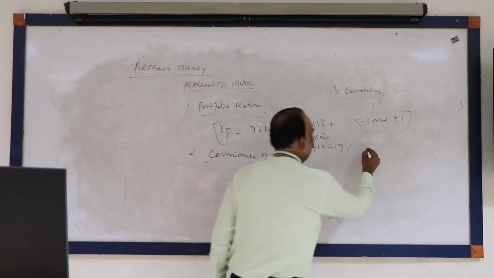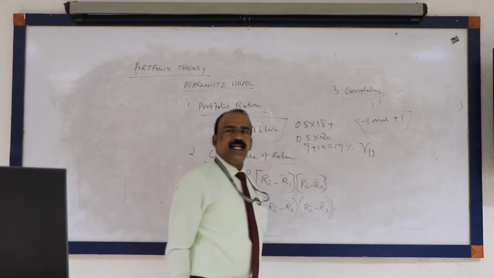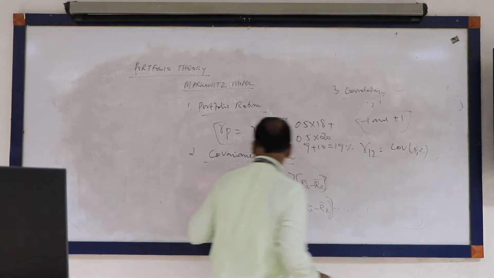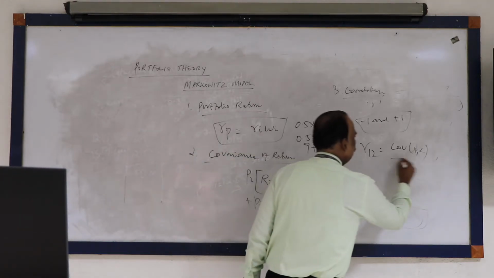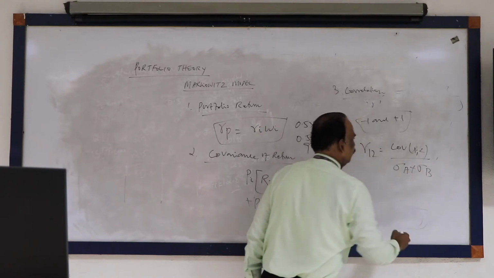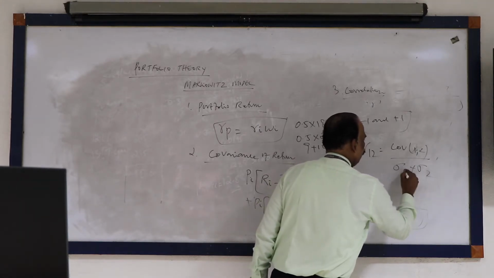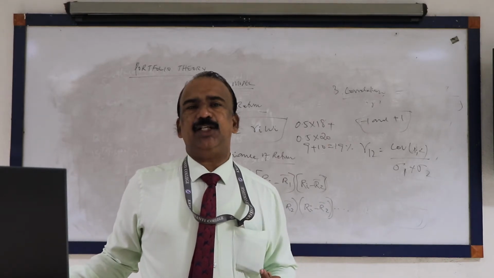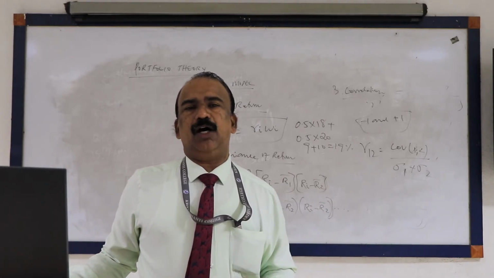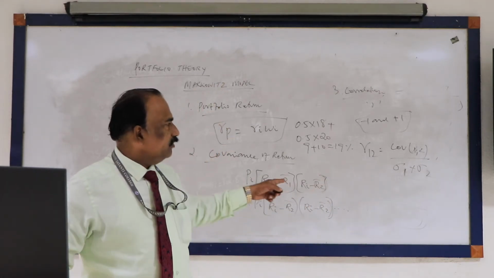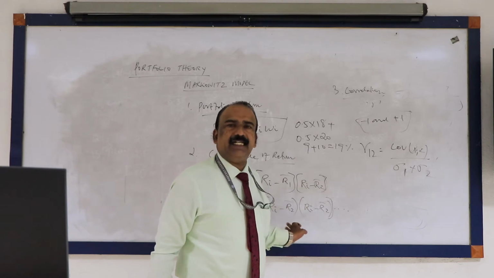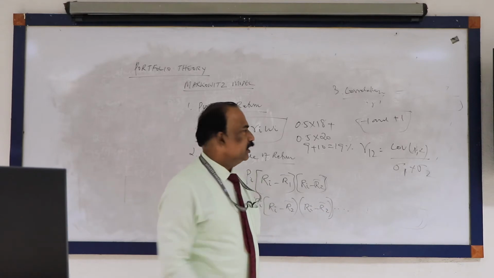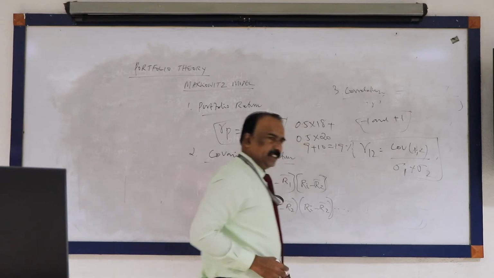So how do we calculate the correlation? The correlation between two stock returns, 1 and 2, is equal to the covariance of 1 and 2, which we have calculated already, divided by the standard deviation of 1 into the standard deviation of 2. We know standard deviation measures the total risk, and we calculated it earlier when we talked about total risk. So covariance of two stock returns divided by the standard deviations of the two stock returns will give us the correlation between two stock returns.